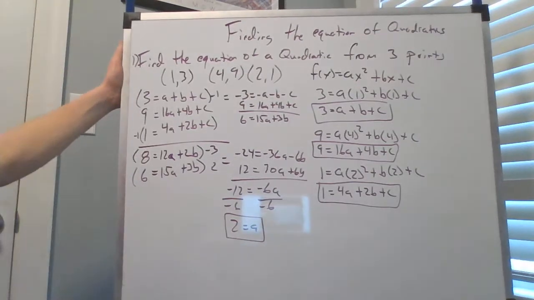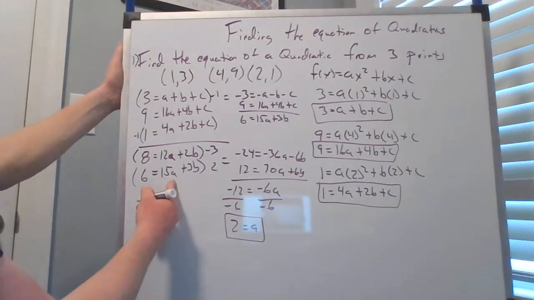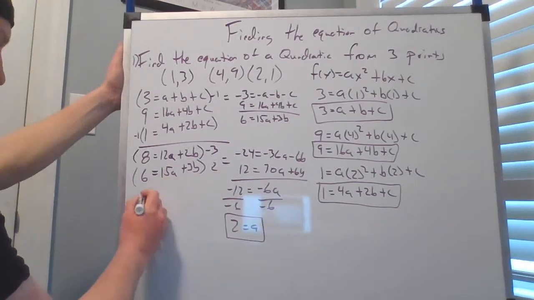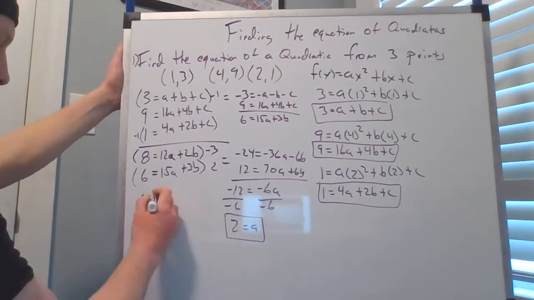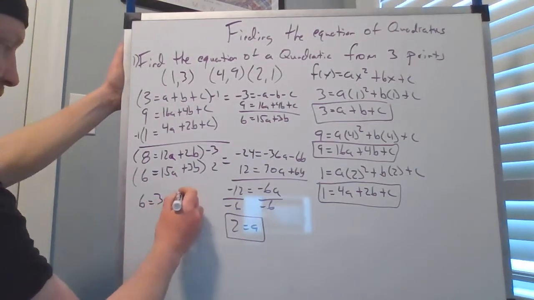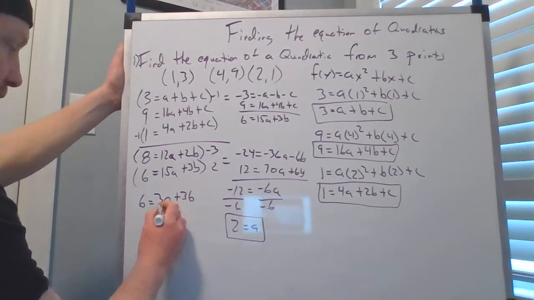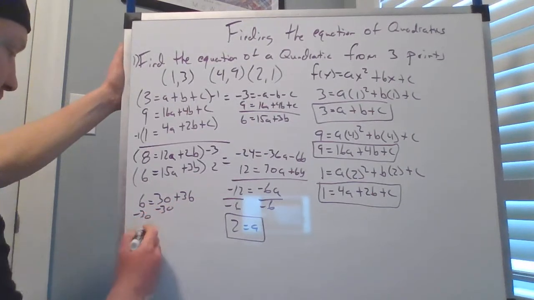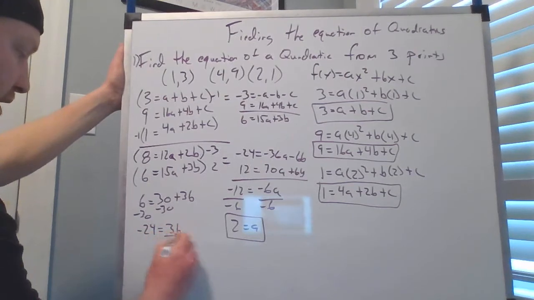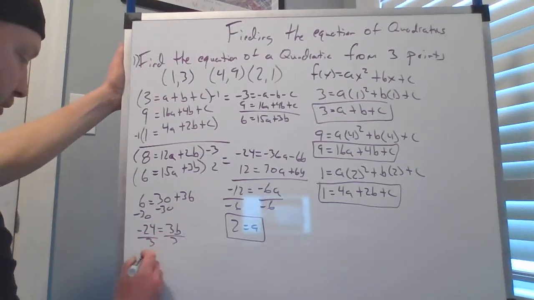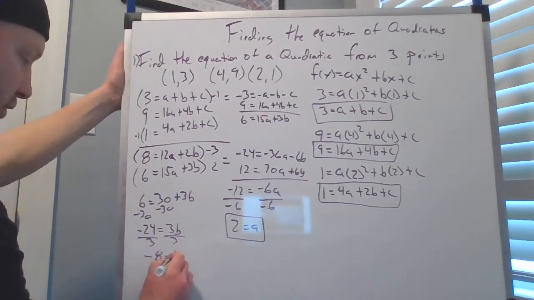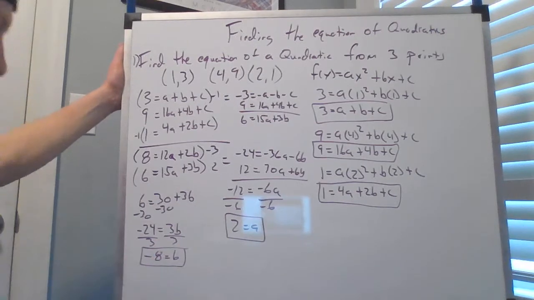2 equals a. Let's go right into here to solve for b. I'm just choosing this one randomly. 6 equals 15 times 2, which is 30, plus 3b. Minus 30 from both sides, I get -24 equals 3b. I divide both sides by 3. I get -8 equals b. This should look very familiar.